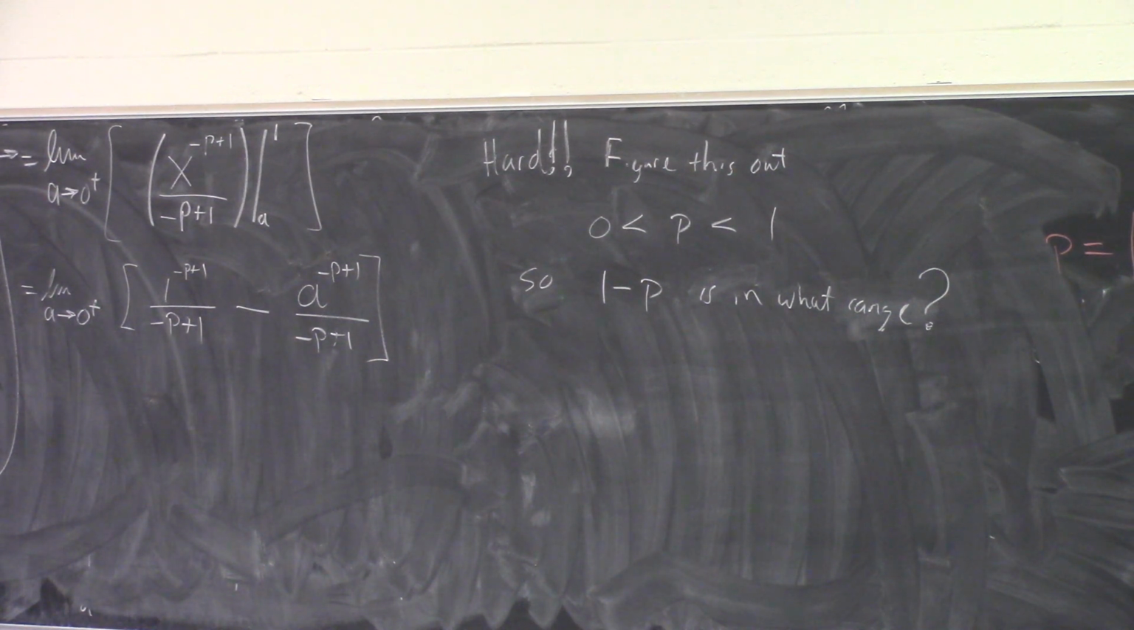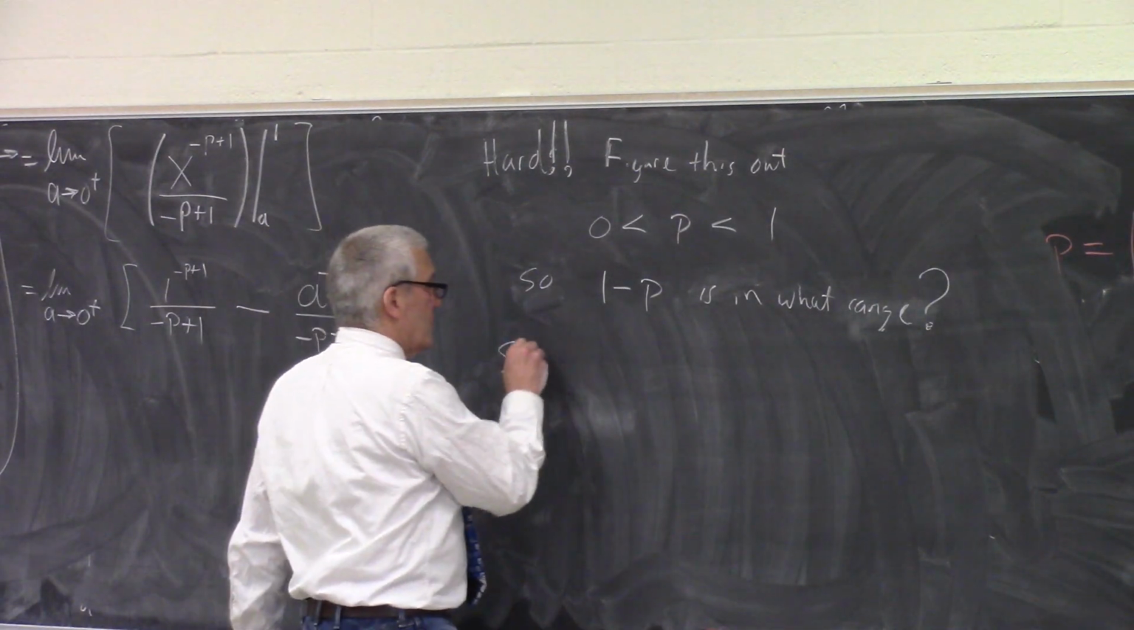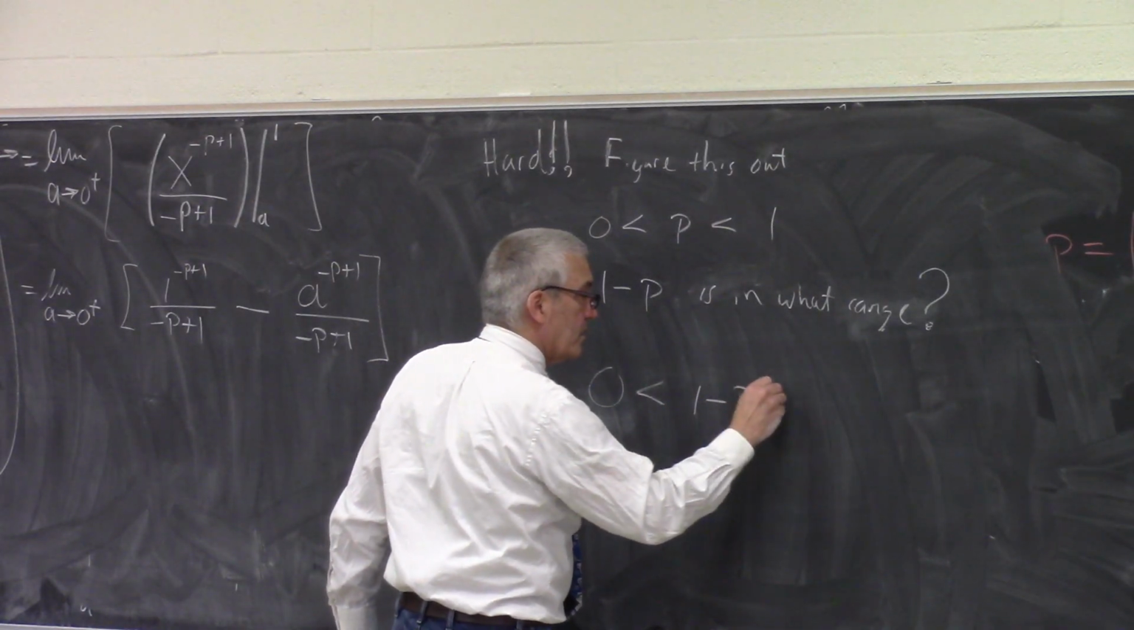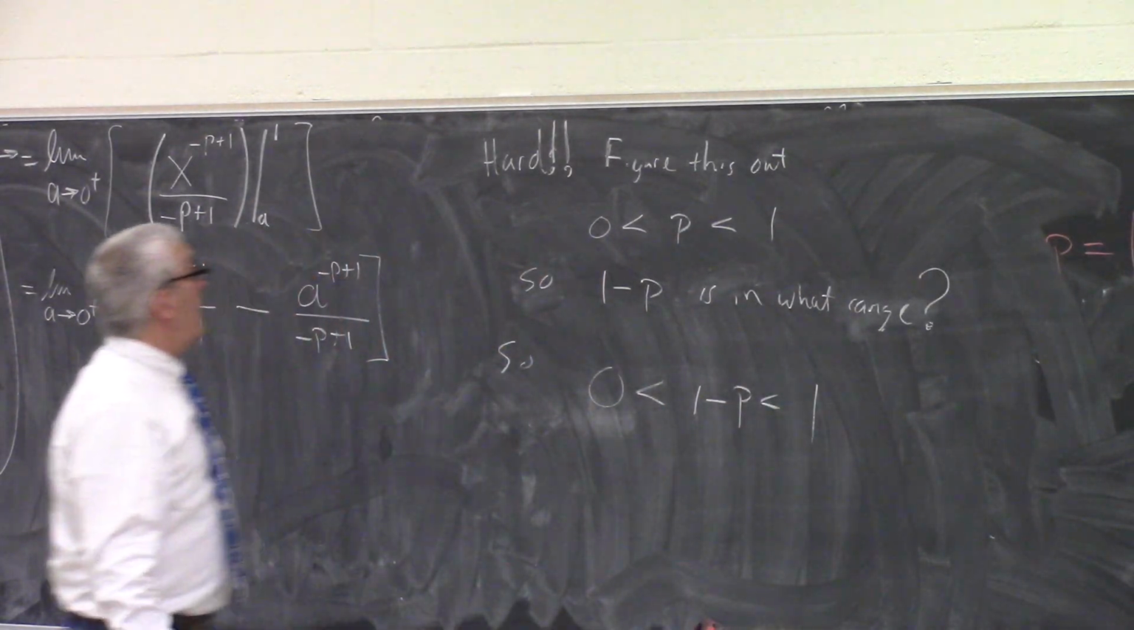Not quite. Think about the number 3/4. That's between 0 and 1. What's 1 minus 3/4? 1/4. That's still between 0 and 1. How about 0.99? That's between 0 and 1. 1 minus 0.99 is 0.01. That's also between 0 and 1. So 1 minus p is also going to be between 0 and 1. So it's a positive number.